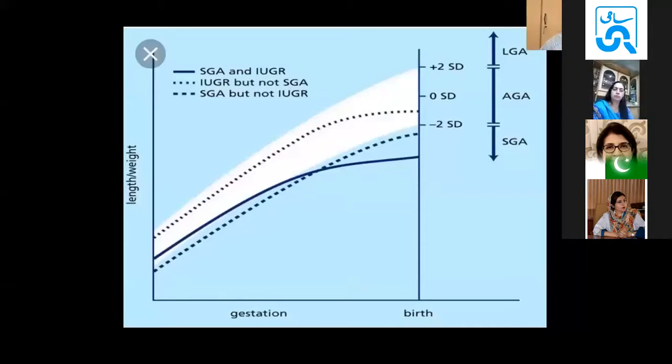Why are we interested? Because we wanted to know whether it is a small for gestational age baby or it is deviating from -2 standard deviation, which results in IUGR. So these dotted lines, when you plot the first scan, second scan, or third scan, and it deviates way beyond, that means it's leading to IUGR.